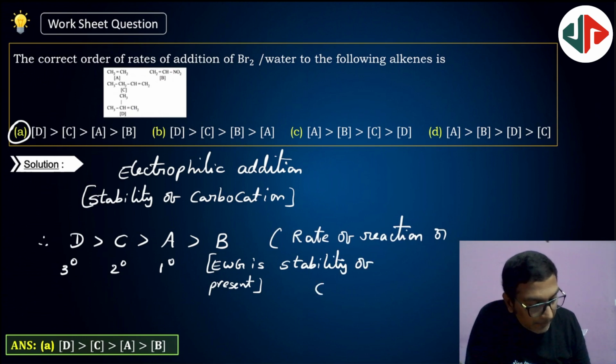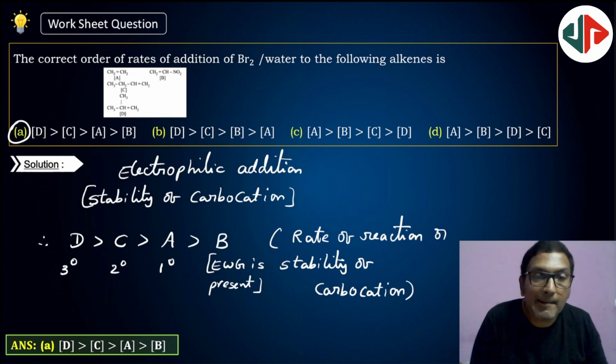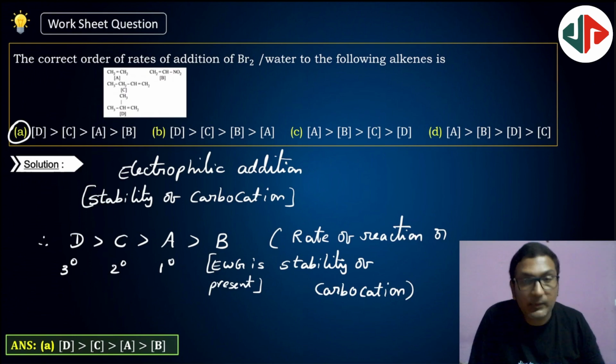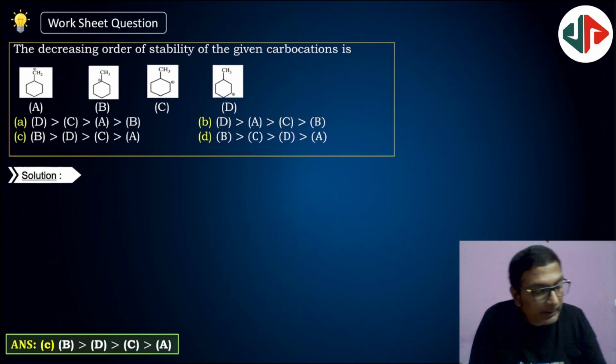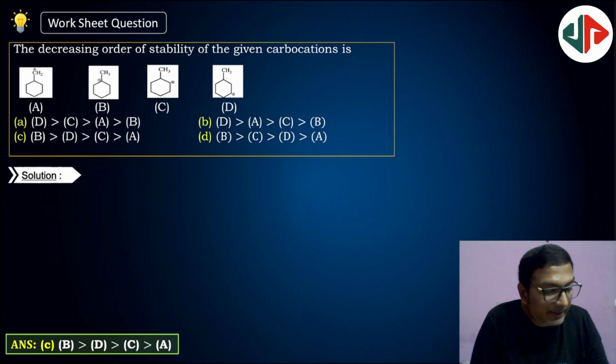Stability of carbocation. So option A. Next. Decreasing order of stability of given carbocations.